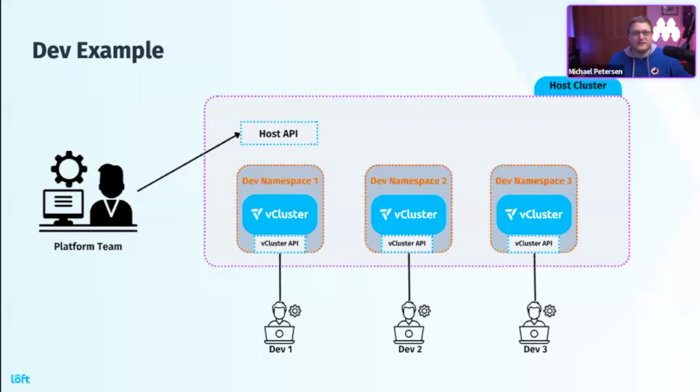Gotcha. All right, so here's a diagram I made for a dev example. This is showing how the platform team will access the host API to create a namespace, like dev namespace 1. They would create that, and then deploy a virtual cluster into it, and that's what you're handing off to your developers.